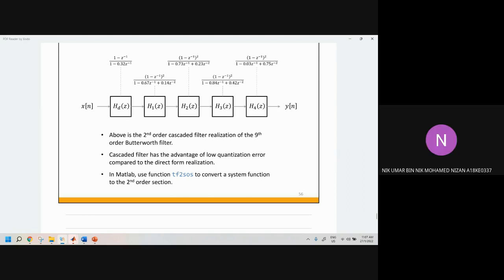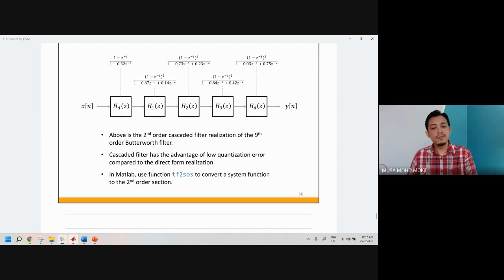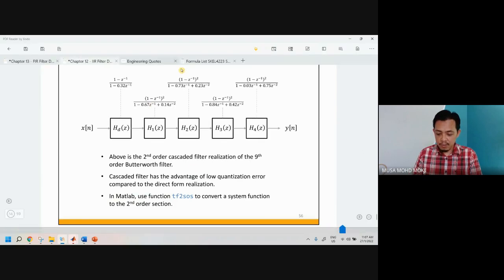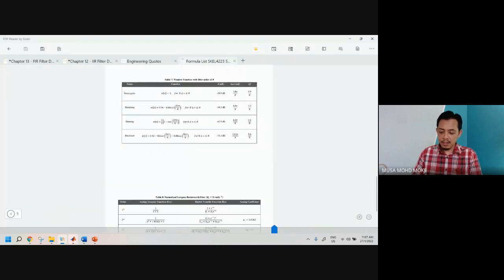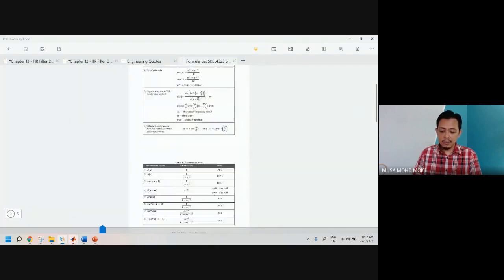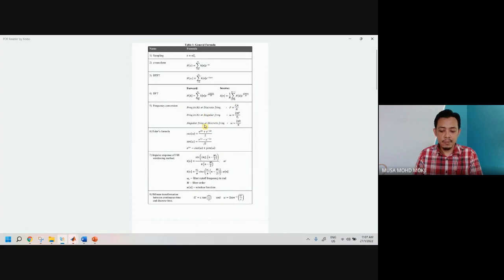Sorry, Doctor, is this open book? The test, is it open book or closed book? It's not open book. Okay, but you will be given all these formula lists. This is actually the exact formula list that you will have during your final exam. So that's why you need to look carefully.